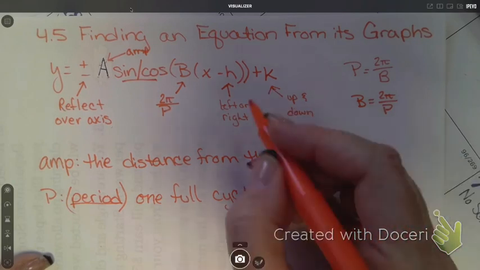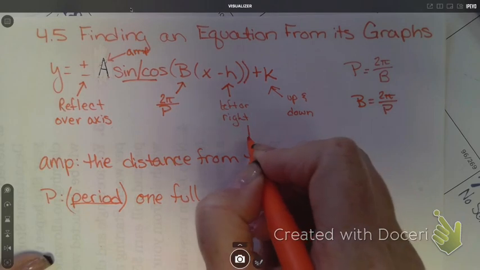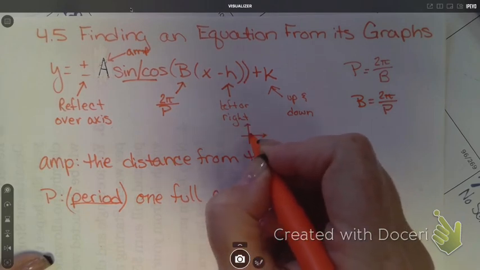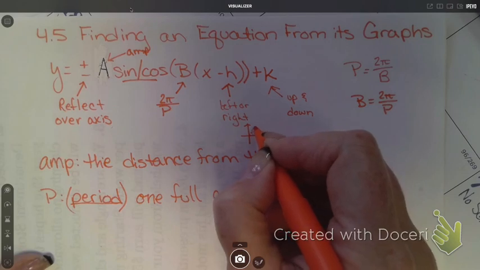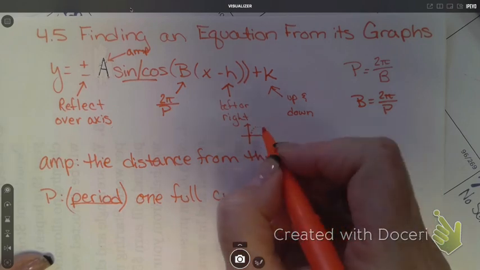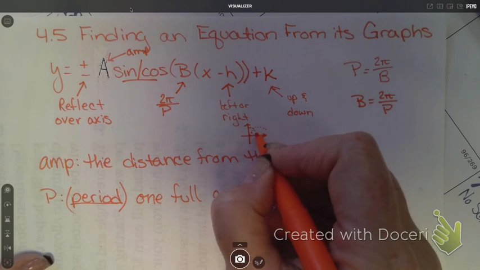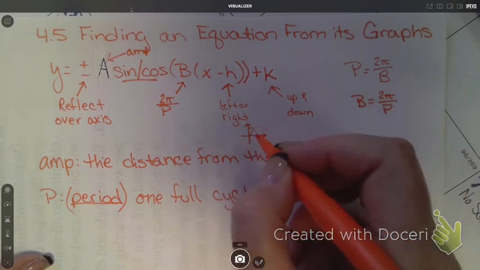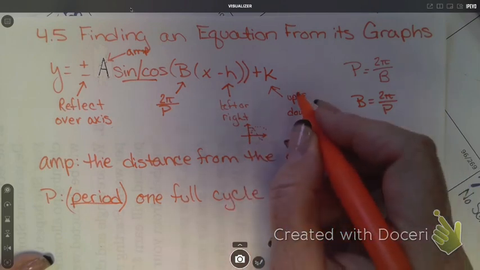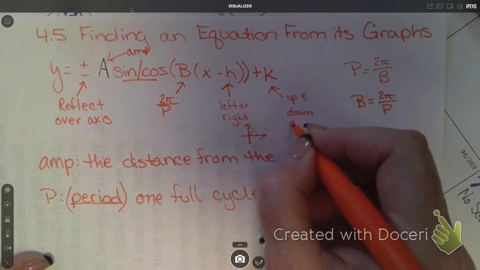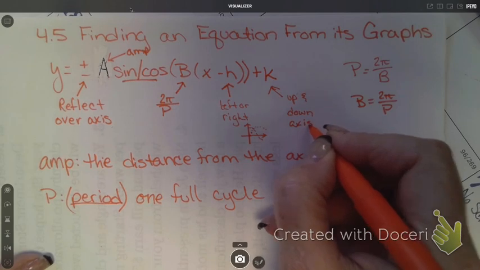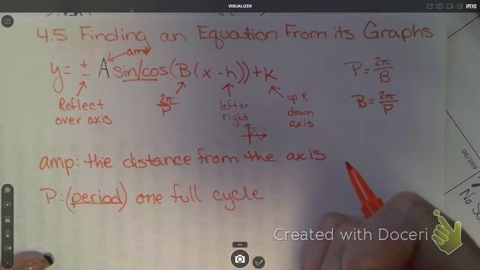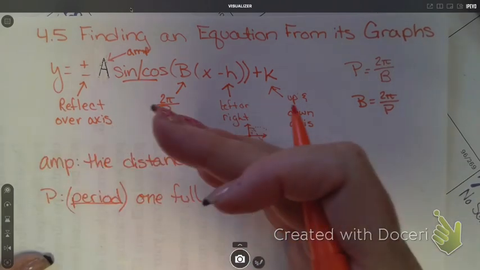When we're talking about moving left or right, we're talking about what happens right here. So sine would go 0 and go up, yes? And cosine would start at 1 and go down. So we're talking about right there, left or right. And what are we talking about, up or down? We're talking about the axis, right? So we're just going to pull this stuff from the graph and then write the equation. That's what we're going to do.